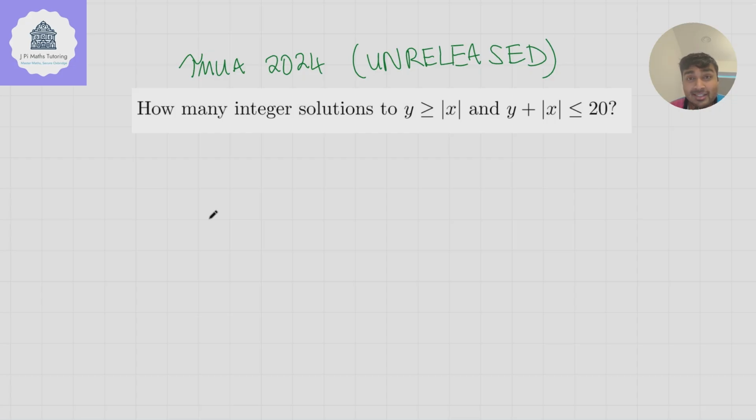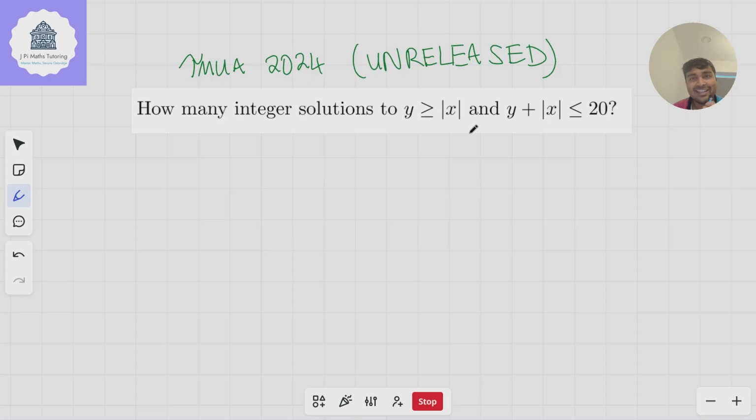This is from last year's TMUA paper. How many integer solutions, y at least modulus x, and y plus modulus x at most 20? So we want x and y to be integers and satisfy both of these inequalities. Do pause the video now and give this one a go for yourself. I'm going to dive right into a solution.